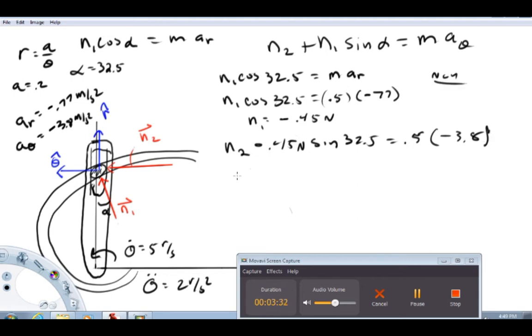So now, since we have N1, we can calculate N2. I'm going to pause this for a moment while I work on that. Okay, looks like I got around minus 1.7 newtons. So hopefully this works out well for you. Hopefully this has cleared things up.